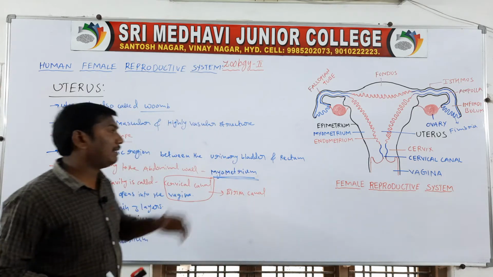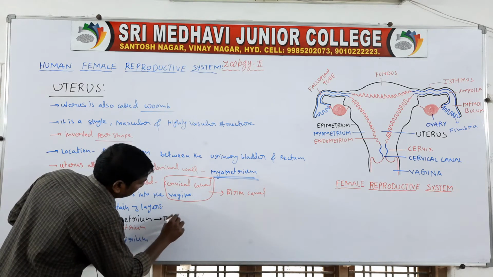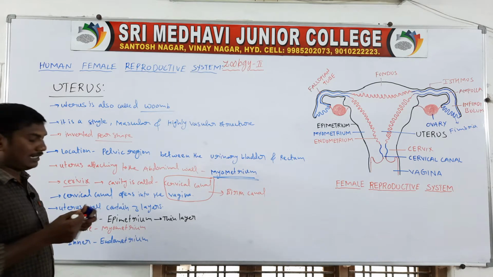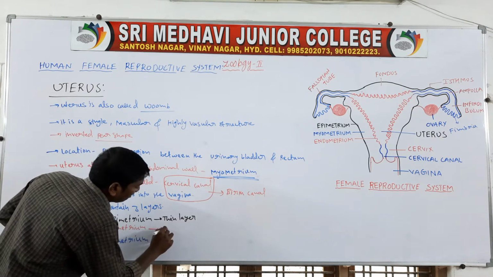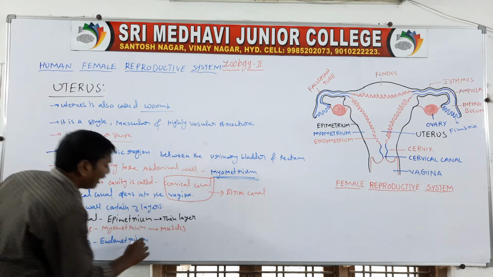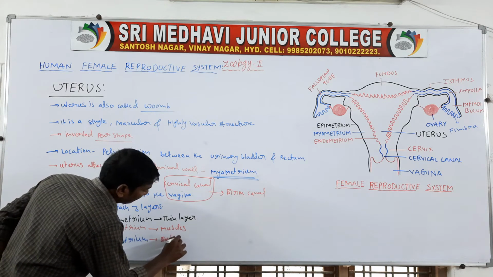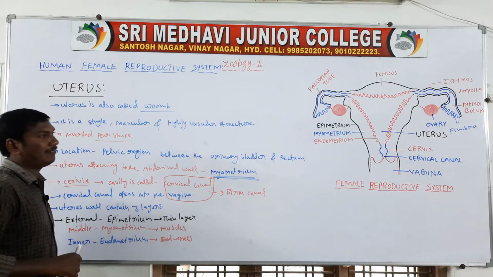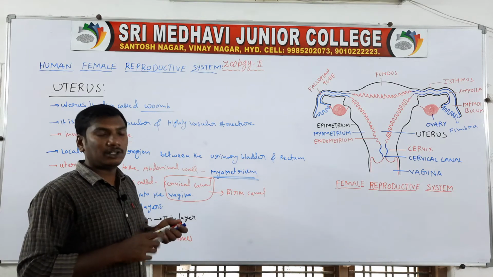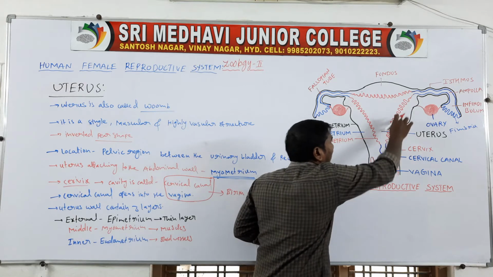The perimetrium is a thin layer. The myometrium contains muscles. The endometrium contains blood vessels. First, the endometrium. These red lines in the diagram are the endometrium.